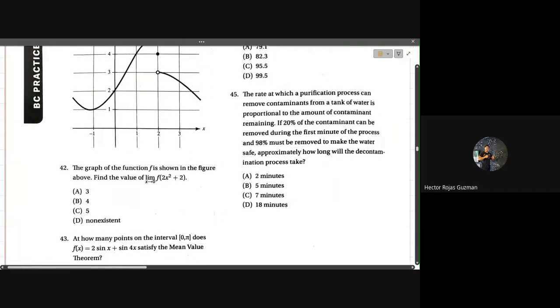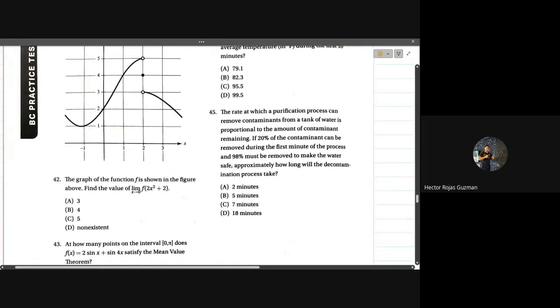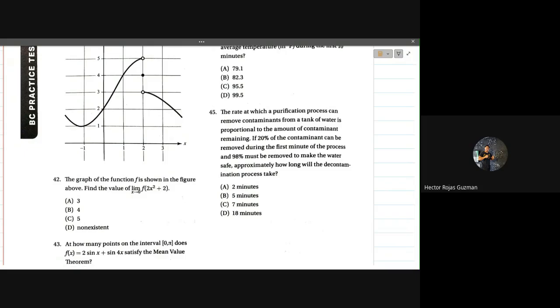42. Another tricky one. The graph of the function f is shown in the figure above. Find the value of the limit as x approaches 0. If you follow your instincts and plug in 0, you get f of 2. But we're trying to find the value as we approach 0, and by just getting the value for f of 2, we would get this problem wrong.